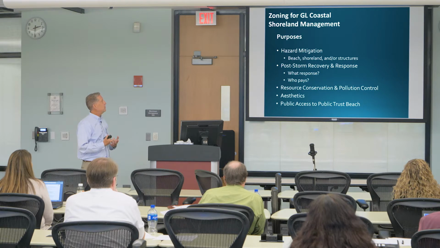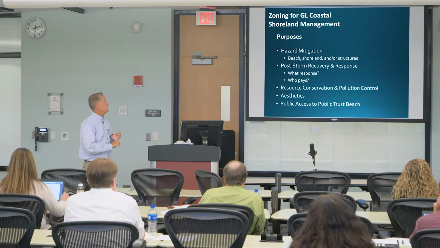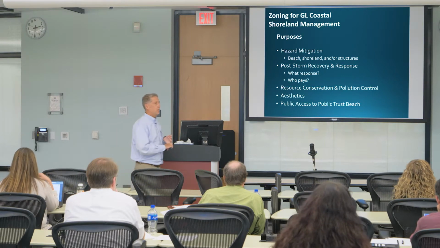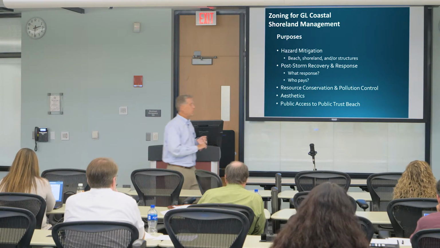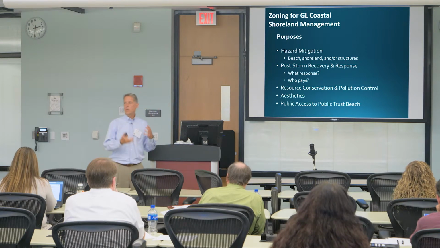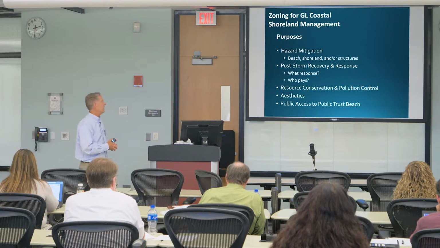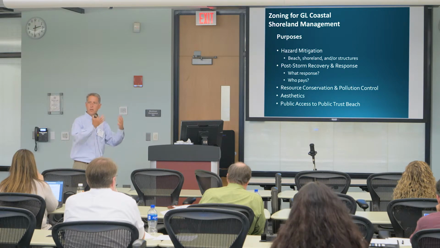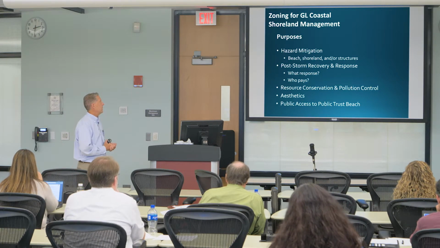Generally, the purposes for which you would amend a zoning code to start dealing with this stuff: the first is hazard mitigation. So you're taking steps to protect the beach, you're taking steps to protect the shoreland and/or structures. You need to figure out what you're going to do through the zoning code to get at that. And that's both private beach and public trust beach, all of those things get wrapped up in that.